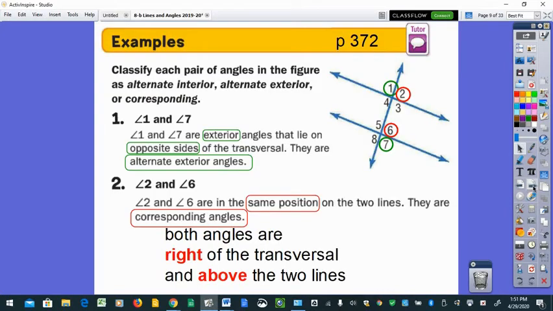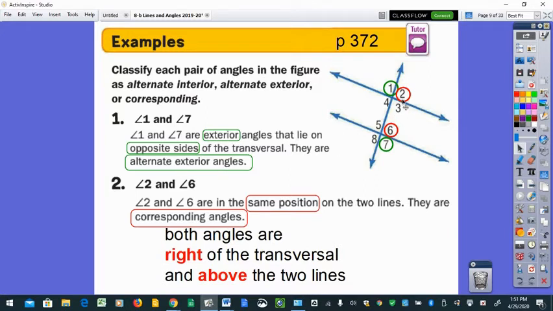So here's some questions, like, what can we kind of do with this? The first thing is classify each pair of angles in the figure as alternate interior, alternate exterior, or corresponding. So angles 1 and 7, you're going to see I came over here and I circled 1 and 7 in green. Notice that the number 1 angle is on the left of the transversal, 7 is on the right. They alternate, and they are both on the outside of the train tracks. So they would be alternate exterior angles.